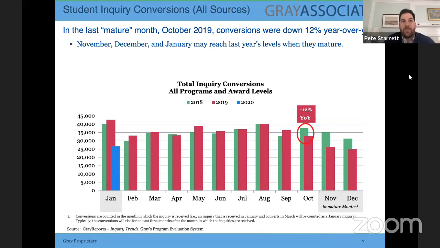We obviously want them moving on to that next stage. And then the immature months, November and December, certainly have a bit of ground to make up, more so in November since it's more mature at this point, but not a good trend that we're seeing in our database at this point in time.